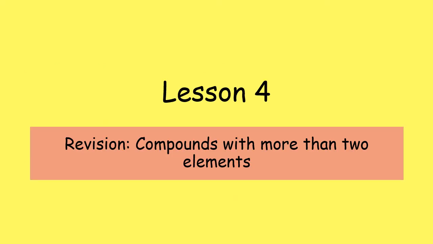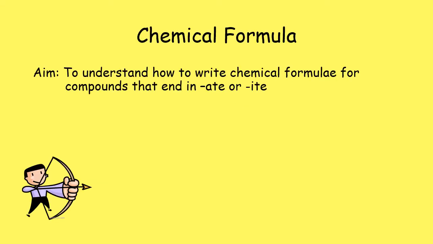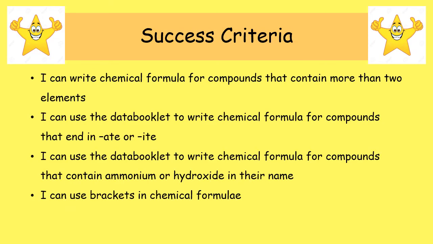Next, what we're going to look at are compounds that contain more than 2 elements. And specifically, we're going to understand how to write chemical formula for compounds that end in ATE or ITE. In terms of success criteria for the second half of this lesson, you're going to be able to write chemical formula for compounds that contain more than 2 elements, use the data booklet to write chemical formula for compounds that end in ATE or ITE.